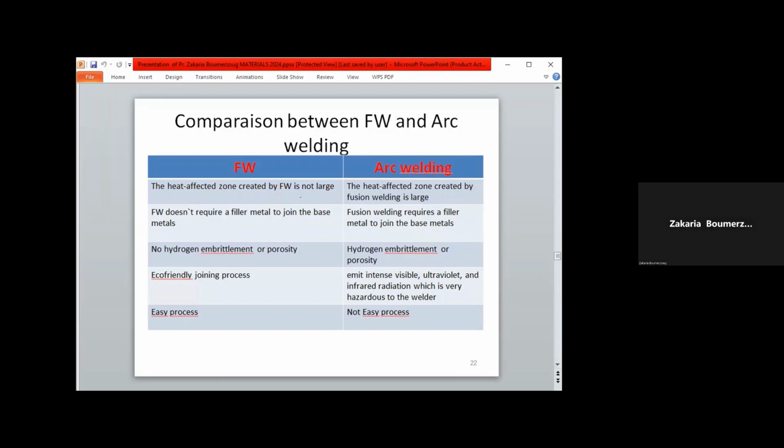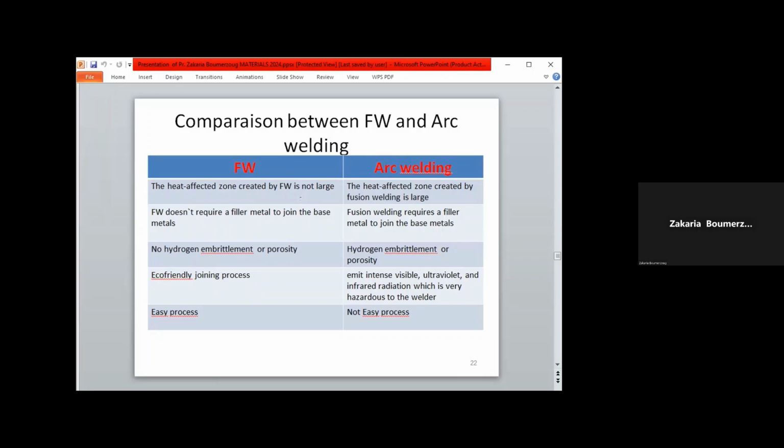The second advantage is that friction welding doesn't require a filler, meaning electrode metal to join the base metals. However, in arc welding, we need to use a filler metal. The third advantage: no hydrogen embrittlement or porosity. However, in arc welding, hydrogen embrittlement or porosity can be observed in the welded joint.